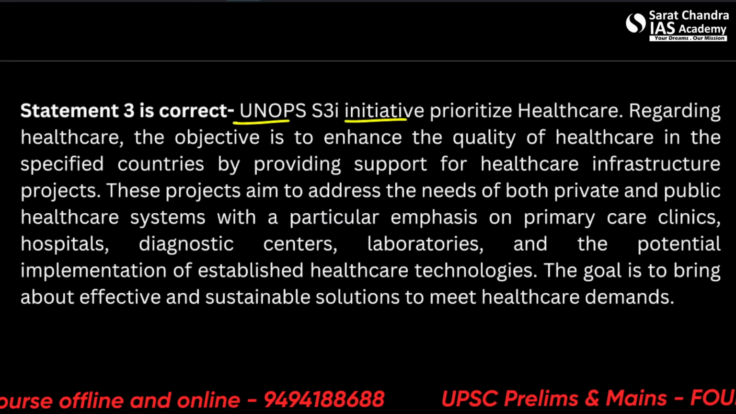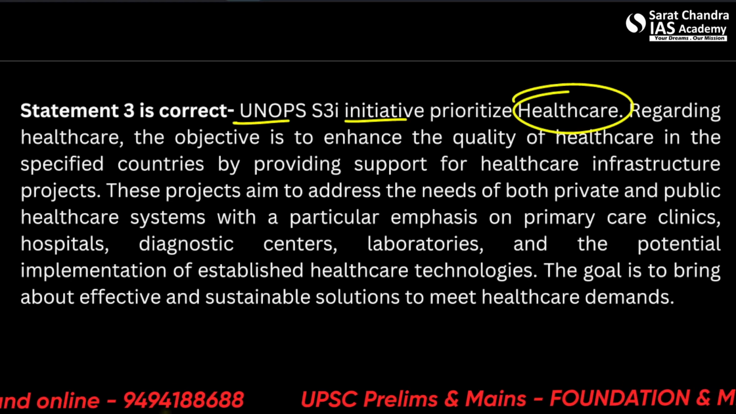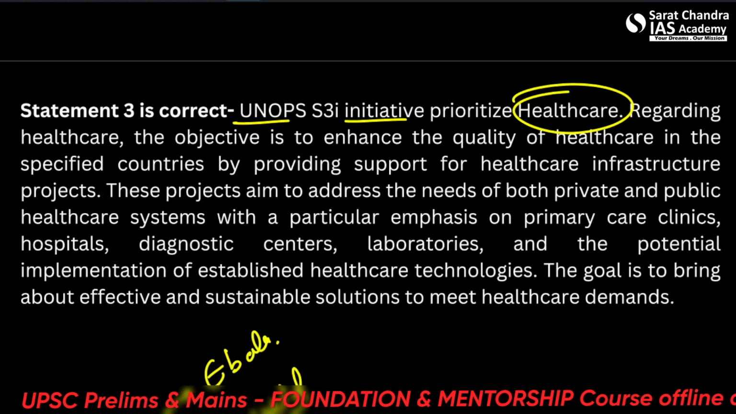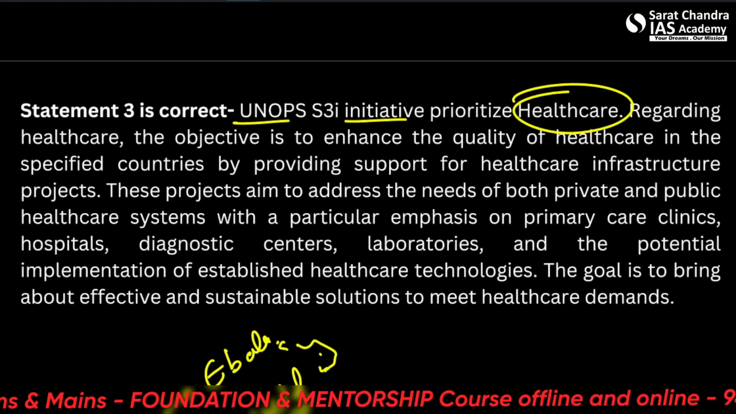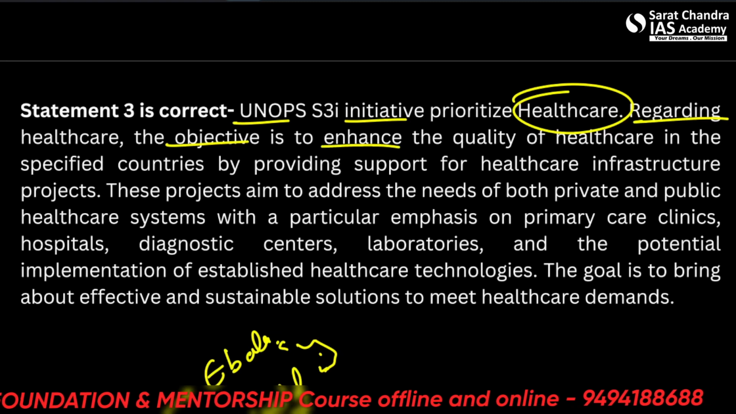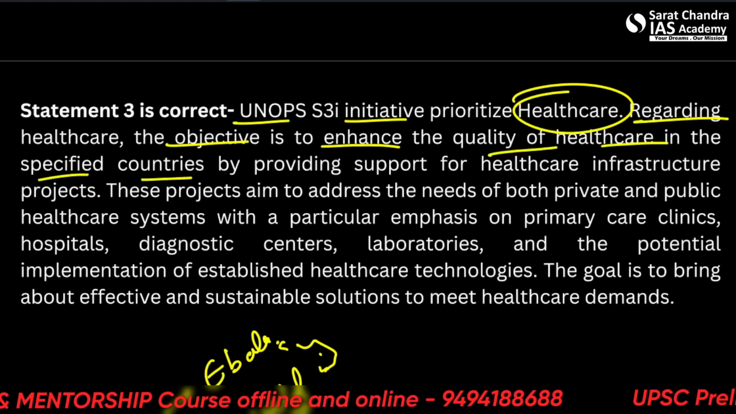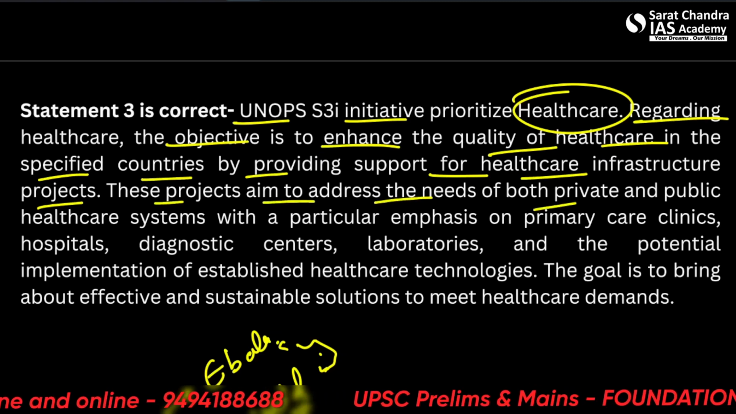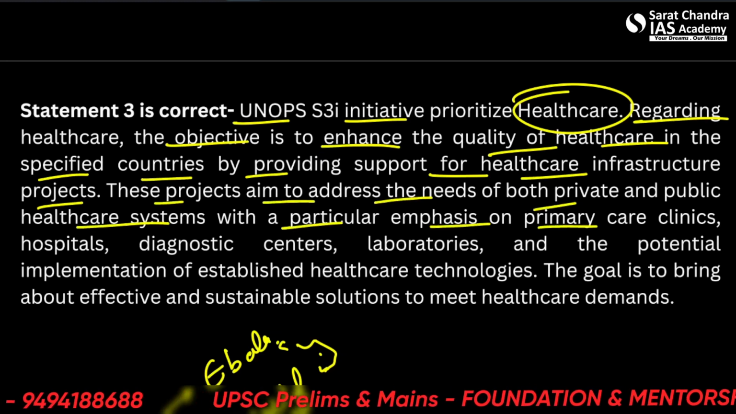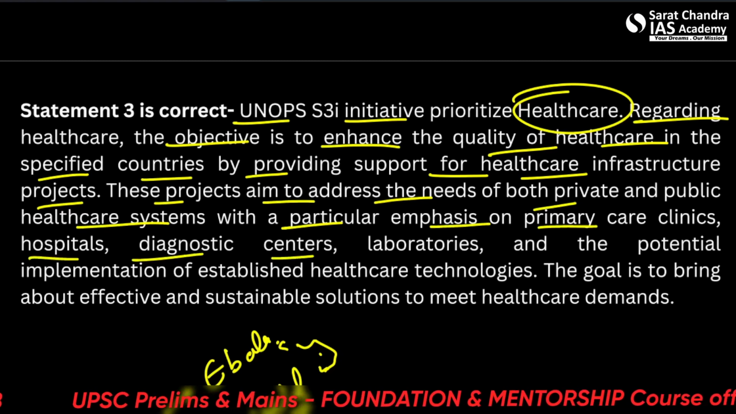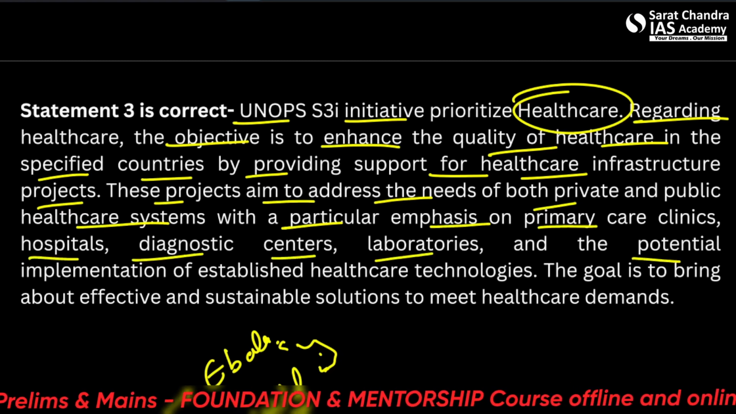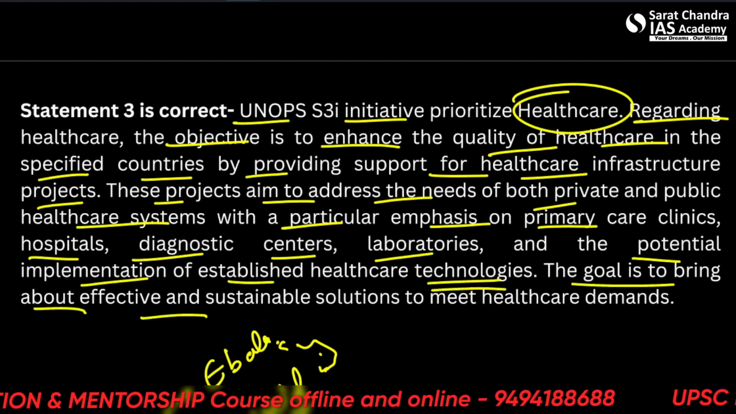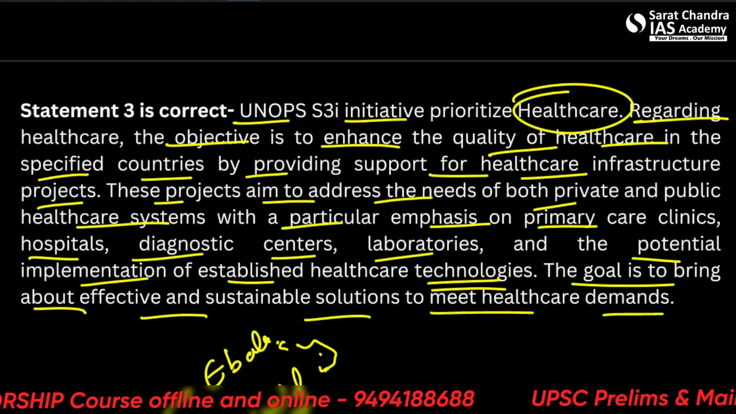The UNOPS S3I initiative prioritizes healthcare. As we have already seen in Ebola and COVID response, both of them included healthcare. Regarding healthcare, the objective is to enhance the quality of healthcare in the specified countries by providing support for healthcare infrastructure projects. These projects aim to address the needs of both private and public healthcare systems, with a particular emphasis on primary care clinics, hospitals, diagnostic centers, laboratories, and the potential implementation of established healthcare technologies. The goal is to bring about effective and sustainable solutions to meet healthcare demands.